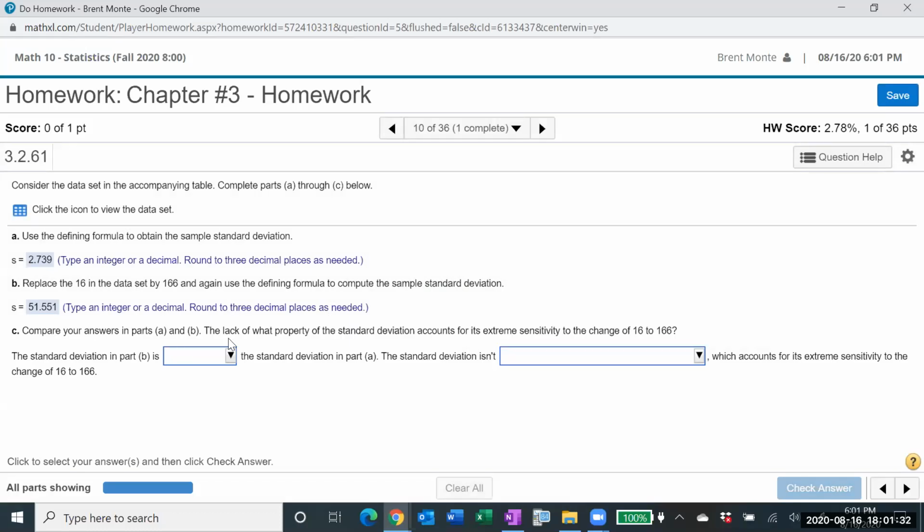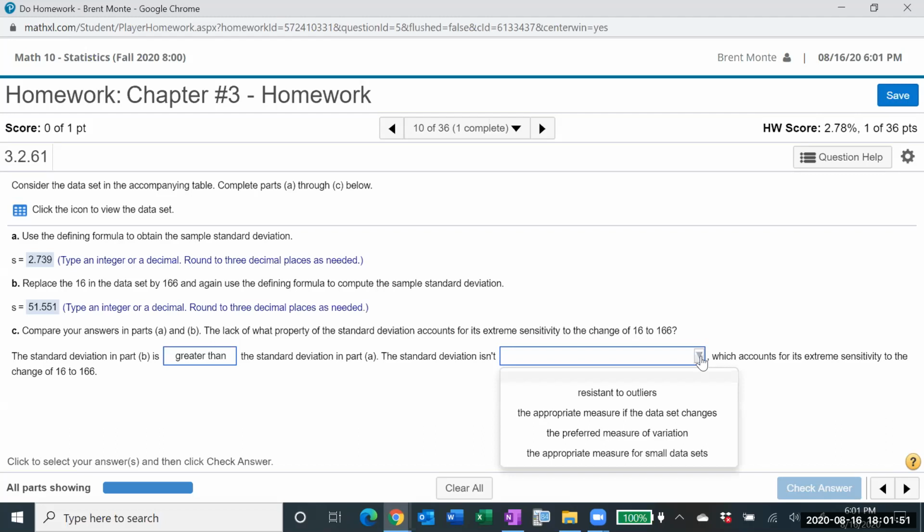Compare your answers to A and B. The lack of what property of the standard deviation accounts for its extreme sensitivity to the change of 16 to 166? Well, the standard deviation in part B is, let's see what our choice is. Well, it's obviously greater than the standard deviation in part A. The standard deviation isn't resistant to outliers. And so the rest of those really don't make any sense.